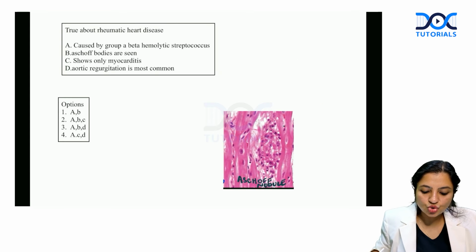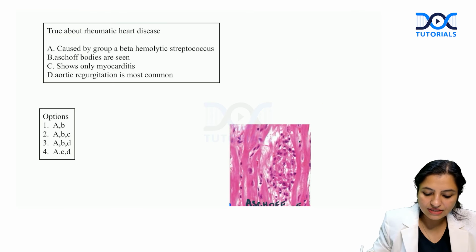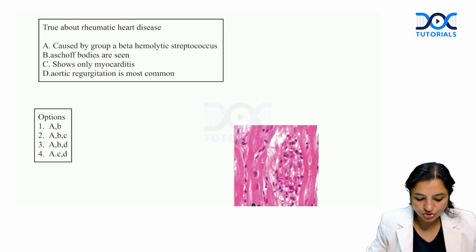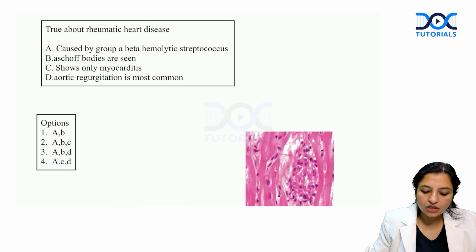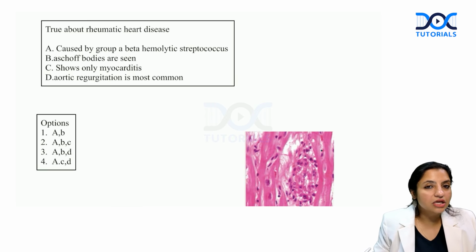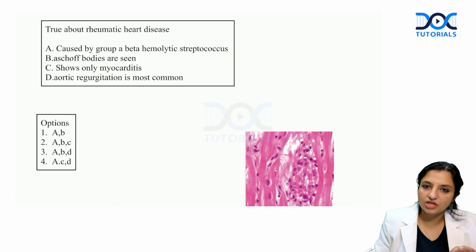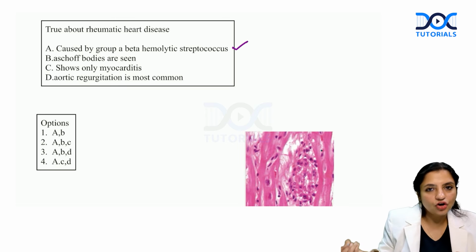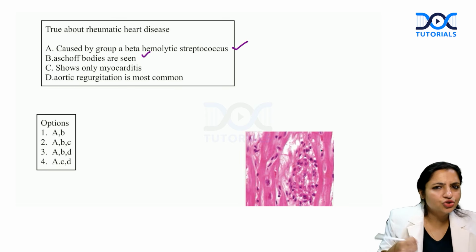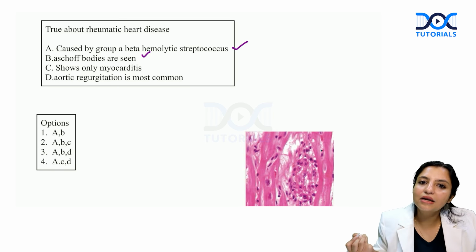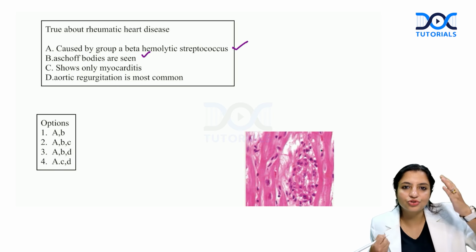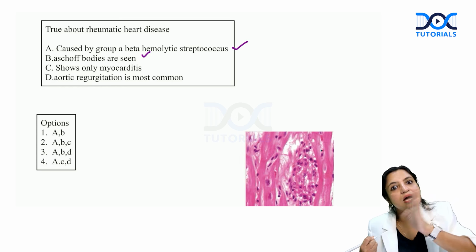Okay, so what is true about rheumatic heart disease? This was again an easy question, a googly question. First, it is caused by group A beta hemolytic streptococcus. That's true. Aschoff bodies are seen, that's true. It shows only myocarditis? No, it's pancarditis. I've already told you it shows endocarditis, myocarditis, and pericarditis.